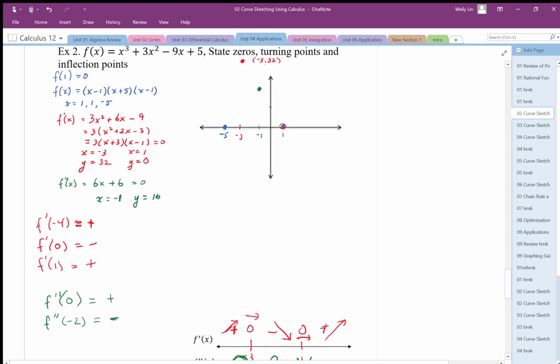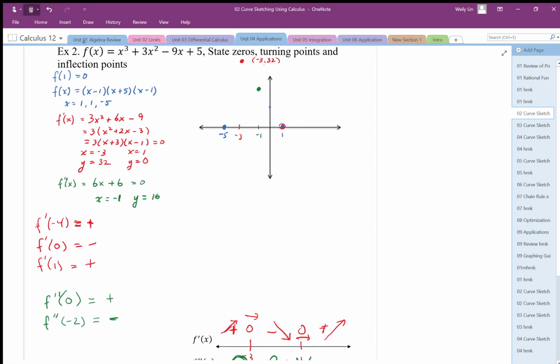So I'm going to sketch in the graph now. I know it goes positive slope through there, max. At that point, it changes from concave down to concave up, and it goes like that. Okay, so there is my polynomial graph.